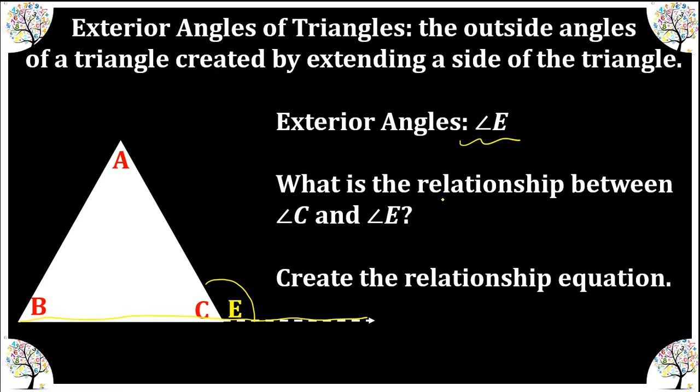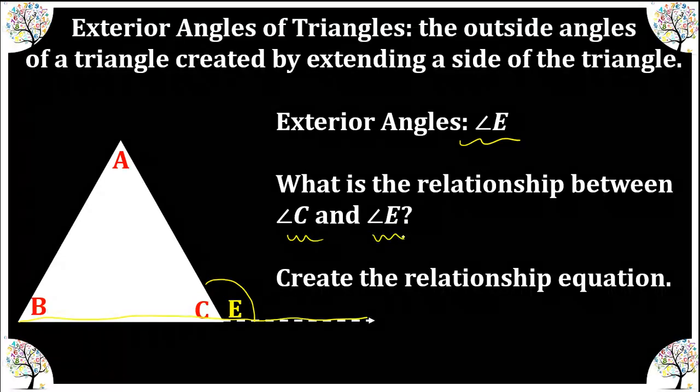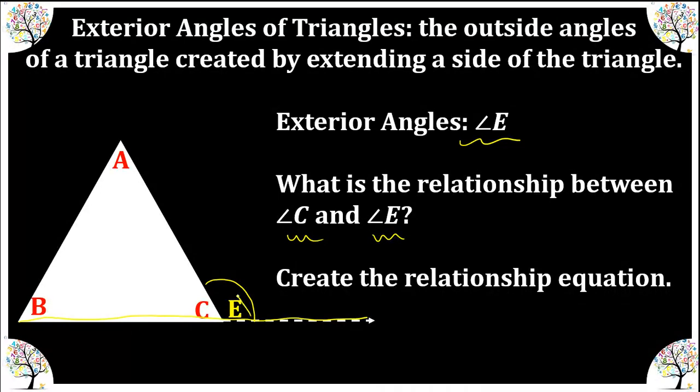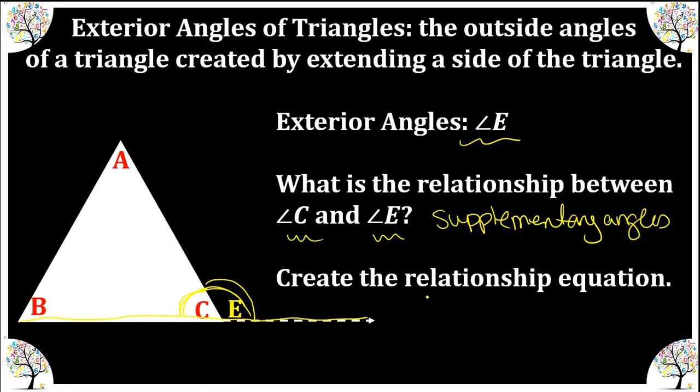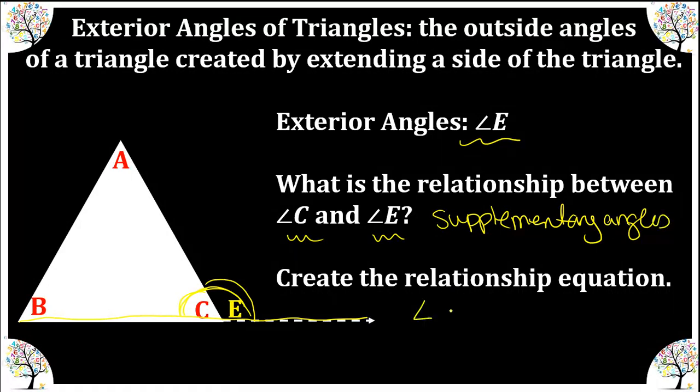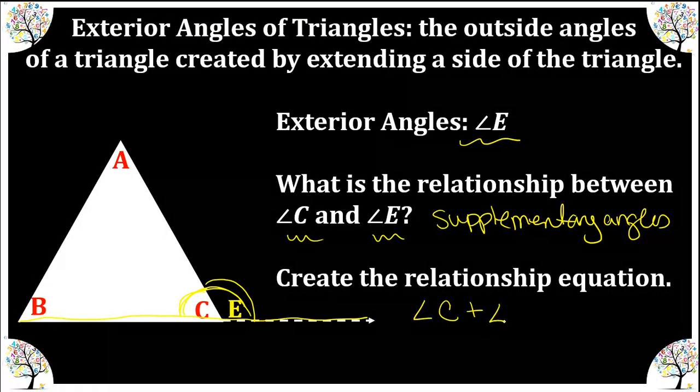Now let's talk about what is the relationship between C and E. We can see that angle E and angle C created our line, and we know that when two angles create a line, which is 180 degrees, those are considered supplementary. And our equation for this example would be angle C plus angle E is equal to 180 degrees.